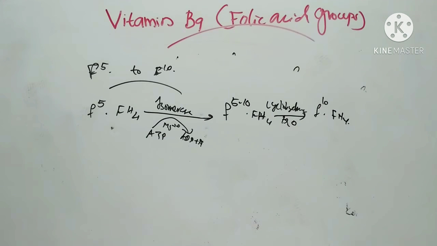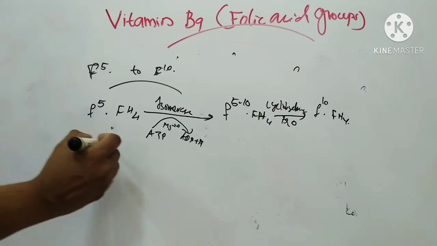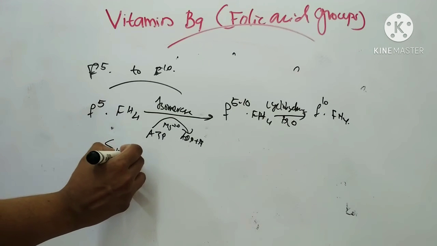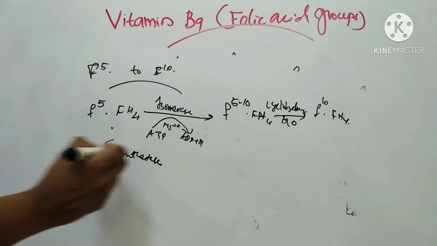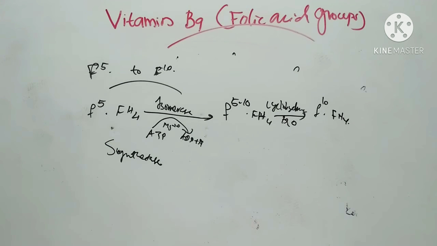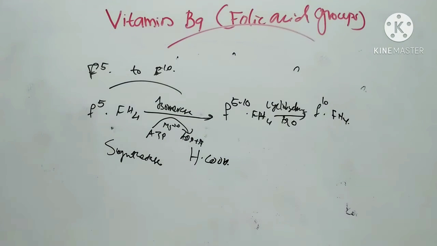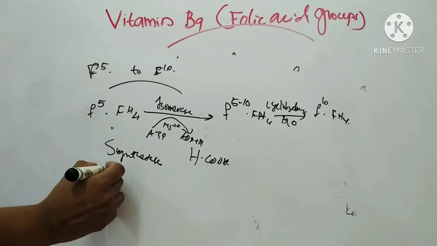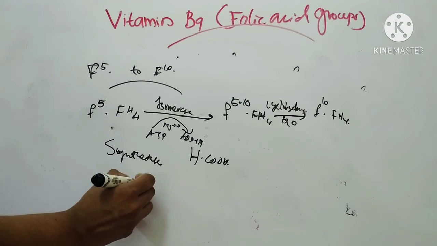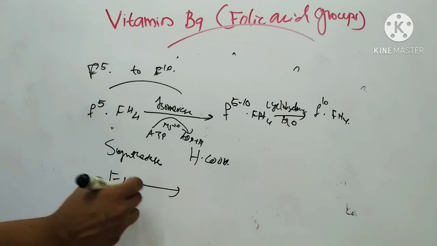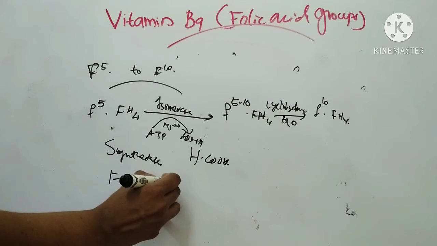There is another enzyme, 4-methyl tetrahydrofolate synthetase. Here the first one is isomerase; then one more enzyme is there, synthetase. It is found in pigeon liver and in bacteria. This enzyme catalyzes the addition of formate, that is HCOOH, to FH4. This enzyme is specific for formate only.